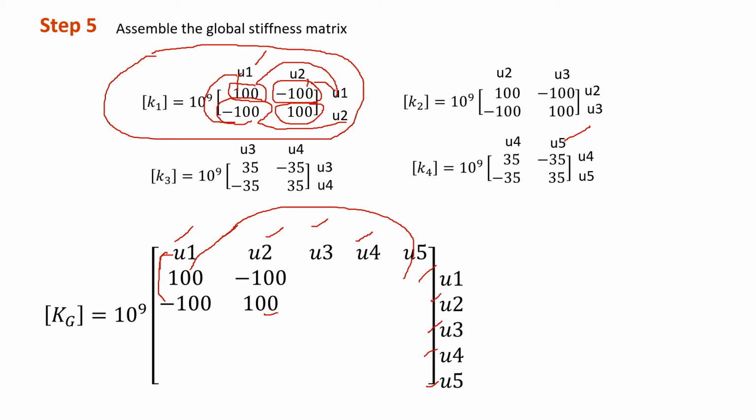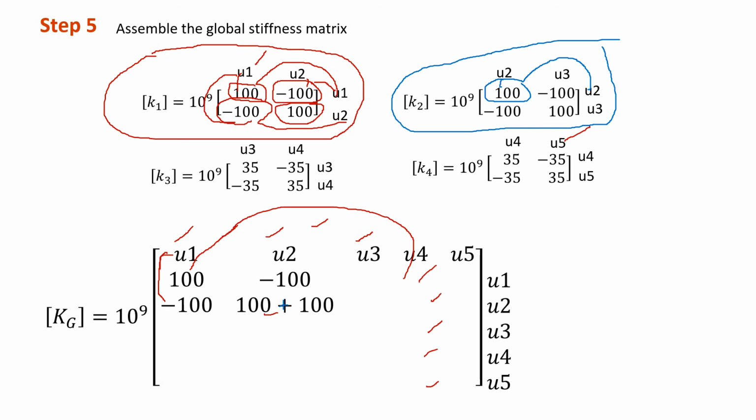Now we move into the second element, K2. Note that for the second element, the matrix starts from U2, U2. Check U2, U2, somewhere here. Here you already have a value, so you need to add. When you add, you get another 100 at U2, U2.